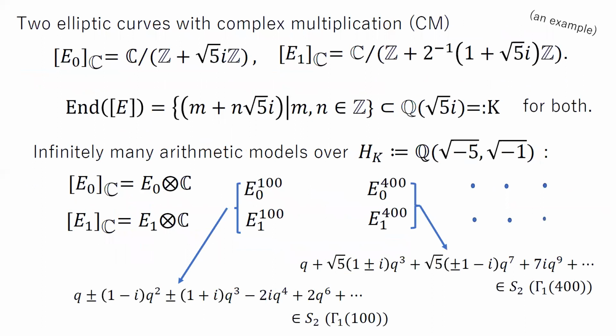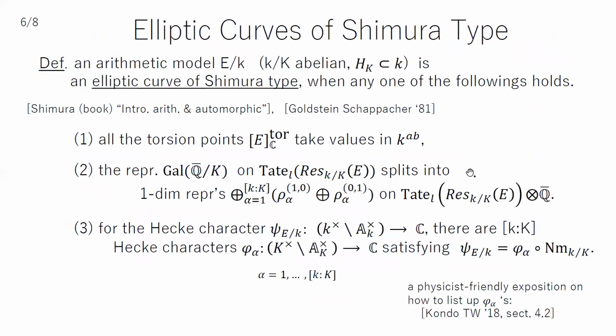So that has almost explained what I wrote here. For given elliptic curves with complex multiplication, there are actually infinitely many arithmetic models defined over the Hilbert class field. All right. And then let me introduce another idea called elliptic curves of Shimura type, which is a special class of arithmetic models for elliptic curves with complex multiplication.